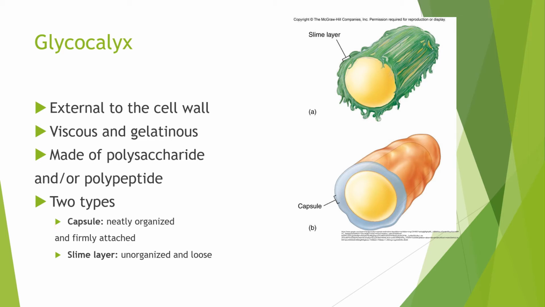We can actually detect the presence of a capsule by doing a negative stain. So a negative stain would allow us to be able to spot a capsule. Now, if bacteria do have capsules, which, as I said, are attached to the cell wall of the bacteria, those capsules usually protect pathogenic bacteria from being phagocytized.